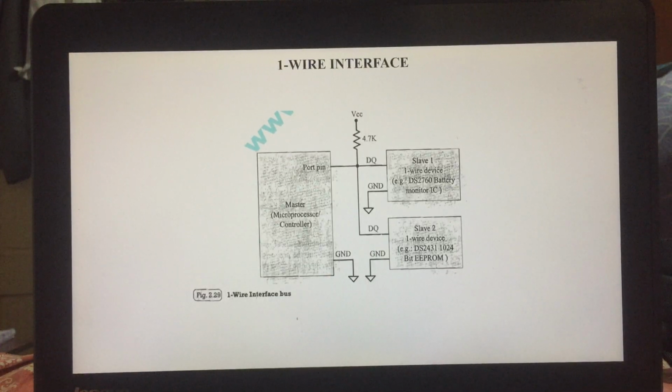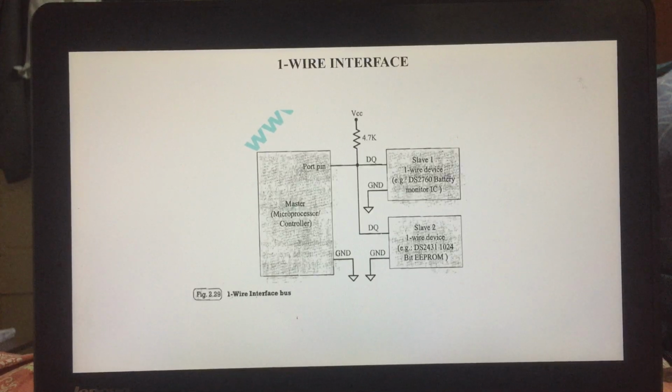Every one-wire device contains a unique 64-bit identification number stored within it. This number is used for addressing individual devices present on the bus. Here, calculation of the address is only for slave devices. The identification number has three parts. First one, an 8-bit family code. Second one, a 48-bit serial number. Third one, 8-bit CRC computed from the first 56 bits. CRC means cyclic redundancy check.